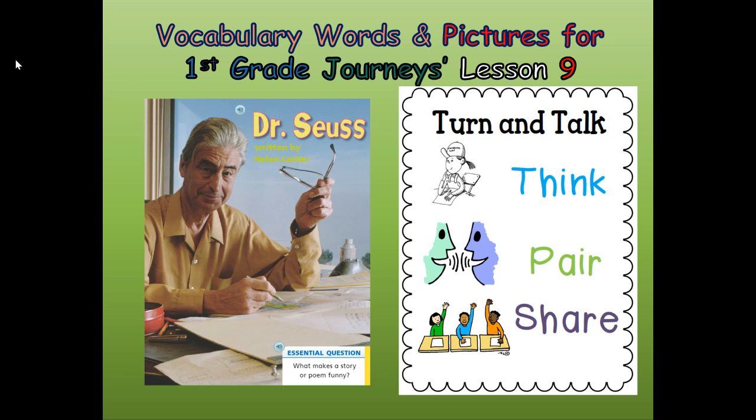Today we're going to go over the vocabulary words and pictures for first grade Journeys, lesson 9. Our anchor text is Dr. Seuss. For this lesson, we're going to turn and talk. That means I'm going to ask you a question. You're going to think about your answer. You're going to pair up with a partner at home, or you can be my virtual partner, and then you're going to share your answer in a complete sentence or sentences.